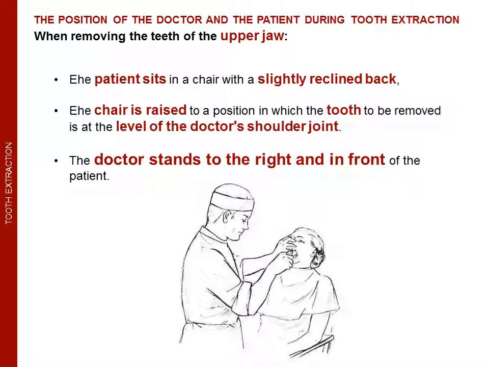When removing the teeth of the upper jaw, the patient sits in a chair with a slightly reclined back. The chair is raised to a position in which the tooth to be removed is at the level of the doctor's shoulder joint. The doctor stands to the right and in front of the patient.